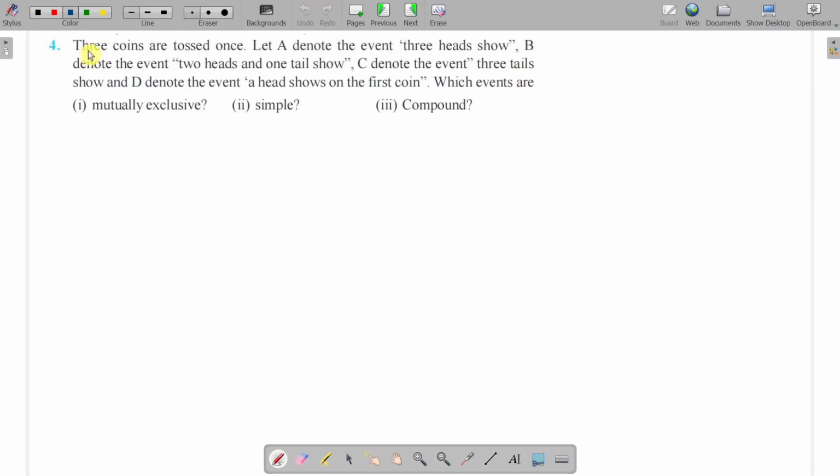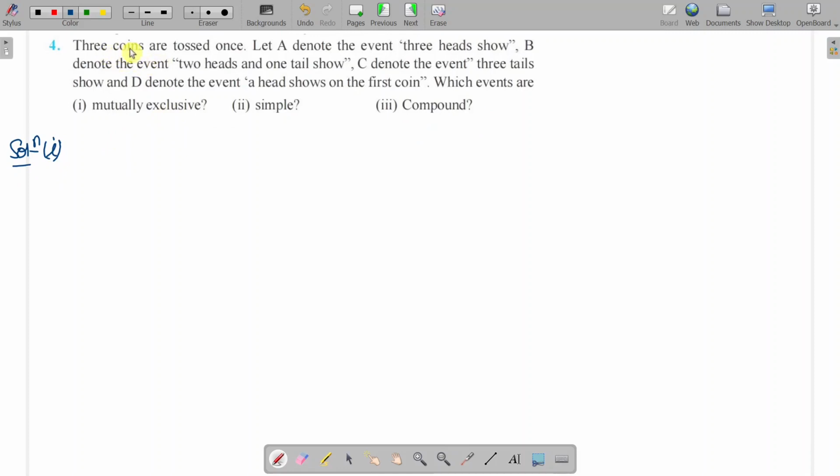So problem 4 says 3 coins are tossed once. Let A denote the event 3 heads show, B denote the event 2 heads and 1 tail show, C denote the event 3 tails show, and D denote the event a head shows on the first coin. Which of the events are mutually exclusive, simple and compound, right? So let us start solving this. Solution, first sub problem, mutually exclusive.